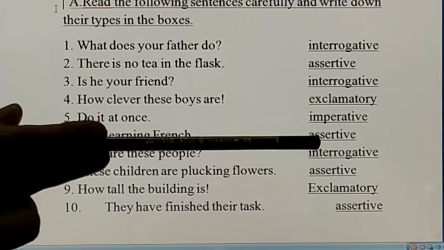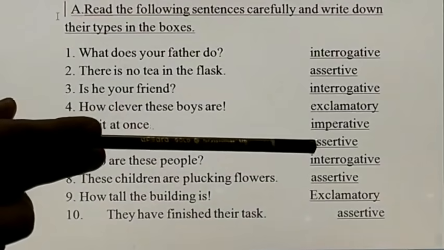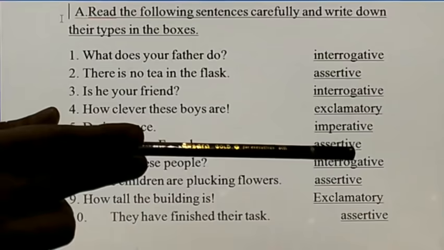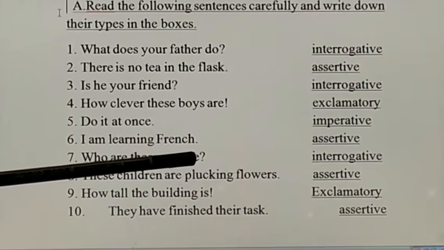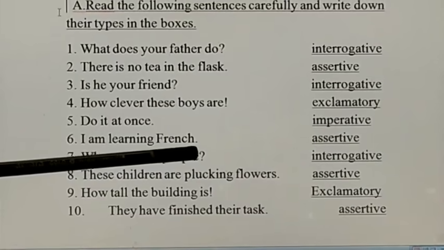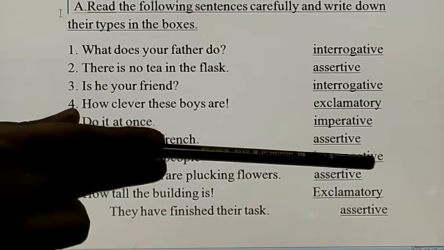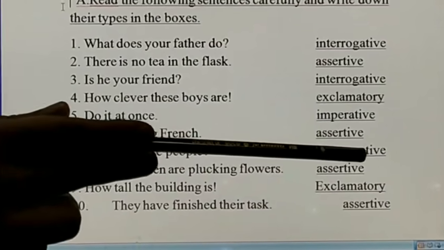What are you going to write here? Assertive. What are you going to write in the blank? Assertive. The answer is assertive. Who are these people? Question mark. What are you going to write in the blank? Interrogative. The answer is interrogative.